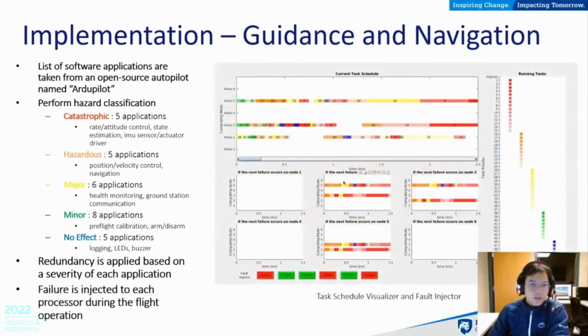Failure is injected into each processor during the flight operation by this failure injector at the bottom of the picture. The top plot shows the current execution of the task scheduler, and the remaining 6 plots in the lower half show the backup schedulers that will be executed in case of each processor failure. In this picture, processors 1, 4, and 6 are already faulty. Therefore, only 3 backup schedules are shown. The plot on the right shows the applications that are currently executed.